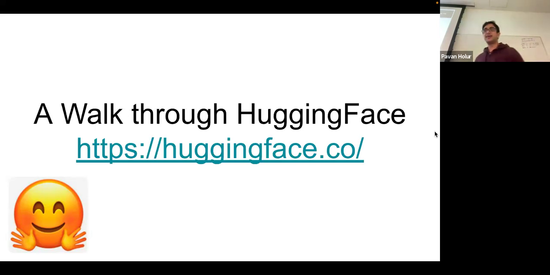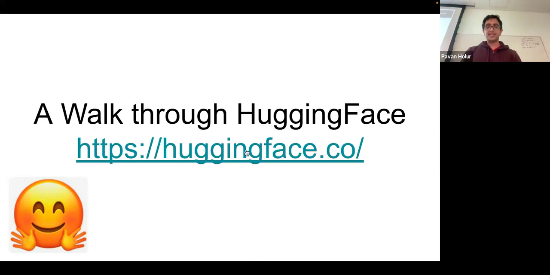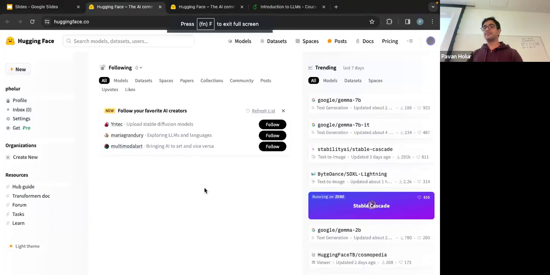Okay, and Hugging Face, I'm not even joking, has this emoji representing it as its icon. And so, yes, at some point it gets very annoying, and you will only start to see that Hugging Face emoji everywhere. But let's try and go there to see what Hugging Face looks like.